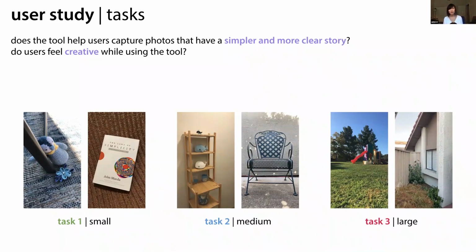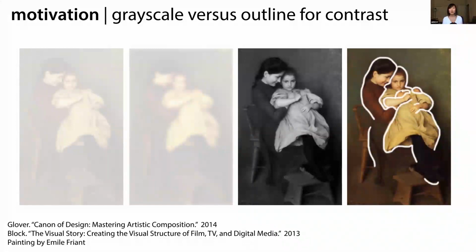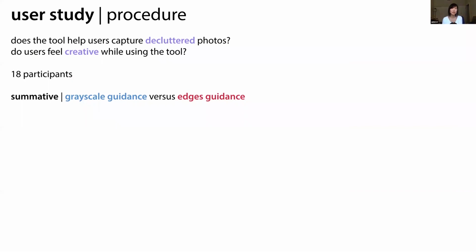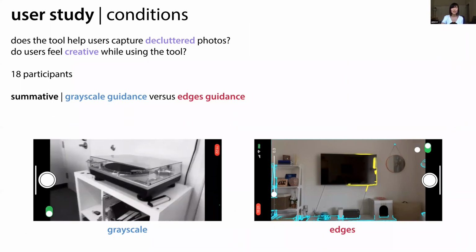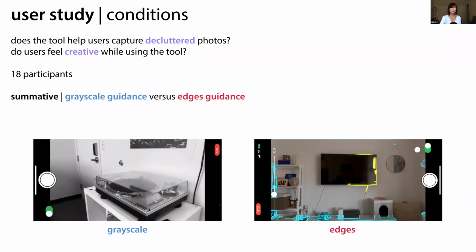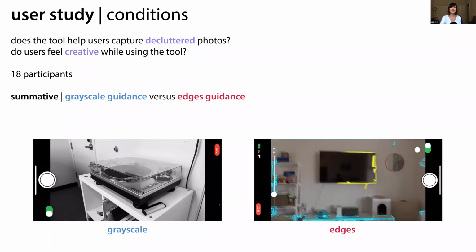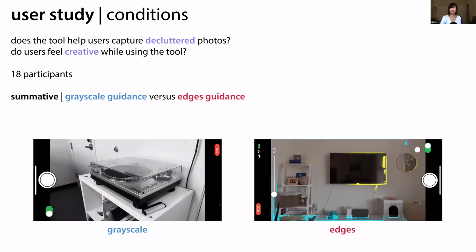So as noted before, photographers sometimes suggest looking at a photo in grayscale to focus on overall contrast. So in fact, many mentioned that they currently use grayscale in their camera, even for taking colored photos. Therefore, we compared our tool against this method that photographers currently employ as our baseline. We ran remote studies over Zoom to see if the tool would help users declutter photos and if users felt creative while using the tool. Users experienced 2 different conditions of the tool, one using a grayscale overlay, and a second highlighting edges along the subject and image borders.